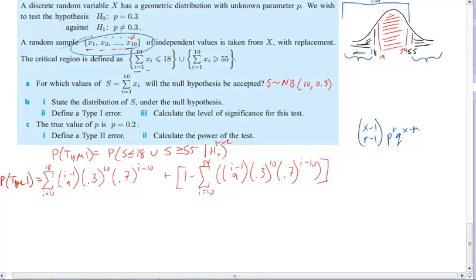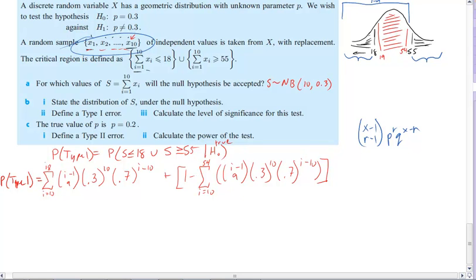Thinking back to our original problem here, even if every single one is a success, it's still going to take me 10 individual attempts to get 10 successes, right? Now I want this to include up to 18. And remember, 18 is part of that critical region, which is part of the rejection, which therefore is part of our significance.